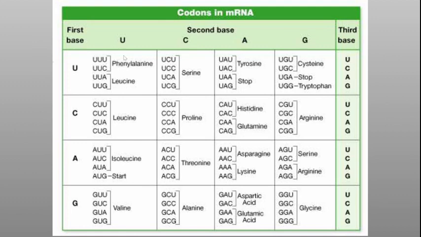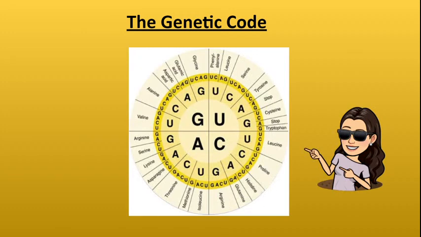UUU codes for this. Now, whenever we're writing these amino acids down, we don't always write the full amino acid. A lot of times we'll just write the first 3 or 4 letters. Most people know what you're talking about. But that is how you read the square version of the codon chart.